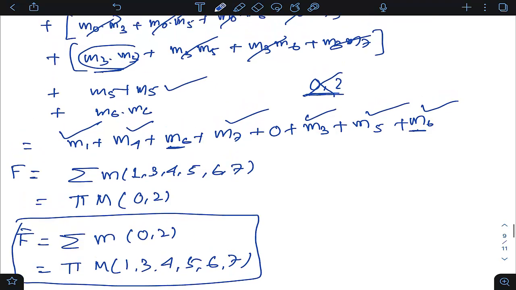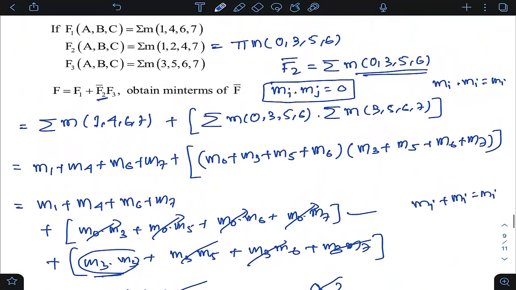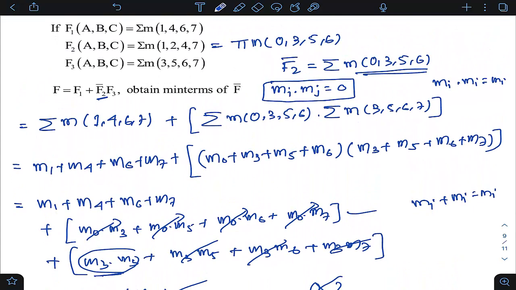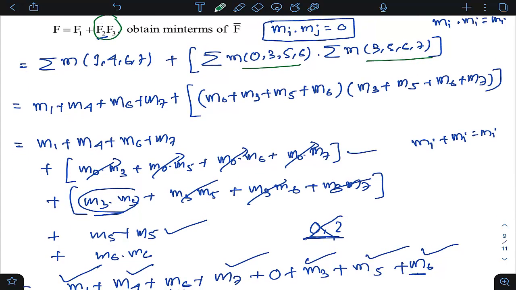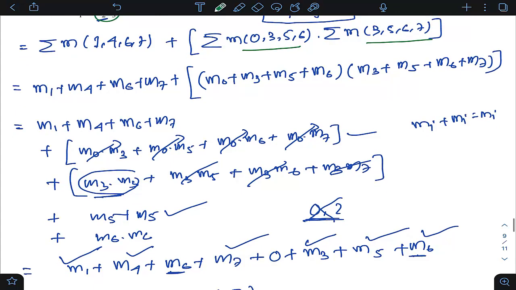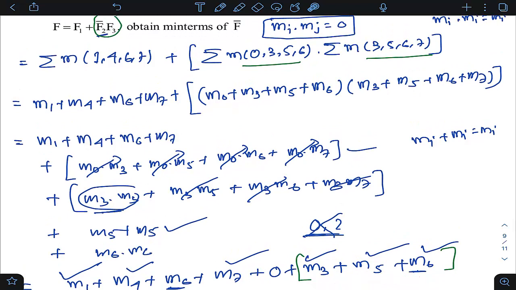But the point I want to tell you, students, here is, let us first concentrate on this particular F2 bar F3. F2 bar F3 is given by 0, 3, 5, 6 and F3 is given by 3, 5, 6, 7. If you observe this square bracket term, at the end what I got is min term 3 plus min term 5 plus min term 6. If you see the way we have manipulated, at the end I got 3, 5, 6. So this much drama is not needed.